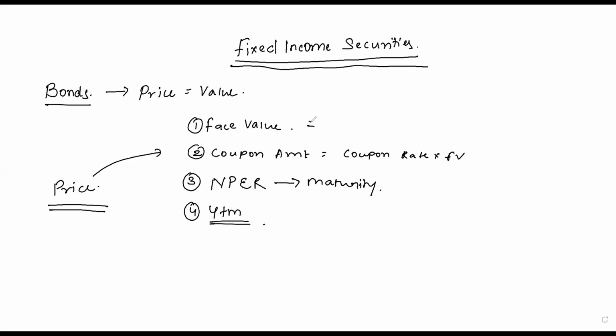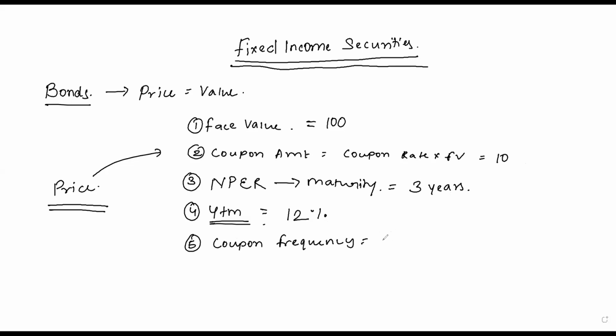So basically, let's say there is a bond with face value 100, paying a coupon of 10 rupees, and this bond will be valid for a 3 year period. And YTM is, let's say, 12%. Coupon frequency for this bond is annual. This bond is paying you annual coupons. So coupon frequency is annual, which means once per year. And you need to find the price of the bond.